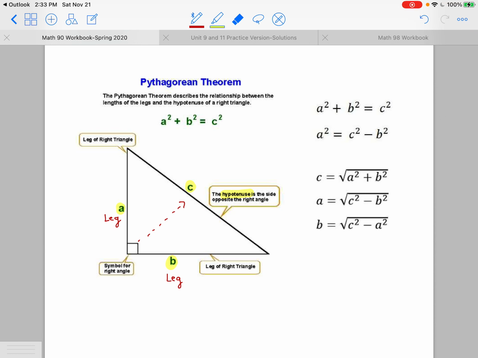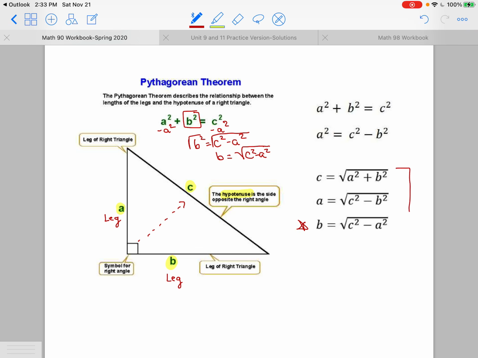One of the shortcuts we can use, we just did the same shortcut. We came up with this one here, right? When we took our a squared plus b squared and solved first for b squared by subtracting, we got b squared is equal to c squared minus a squared, and then we square rooted both sides, and we came up with b is equal to the square root of c squared minus a squared.